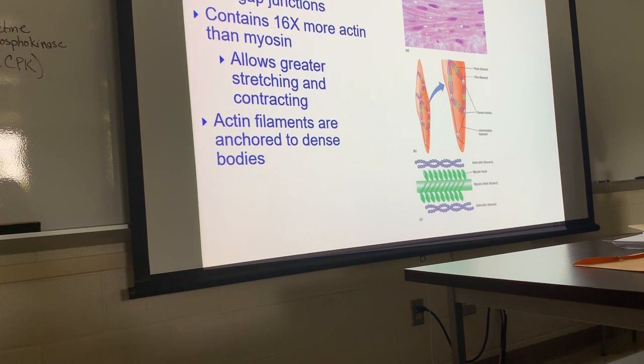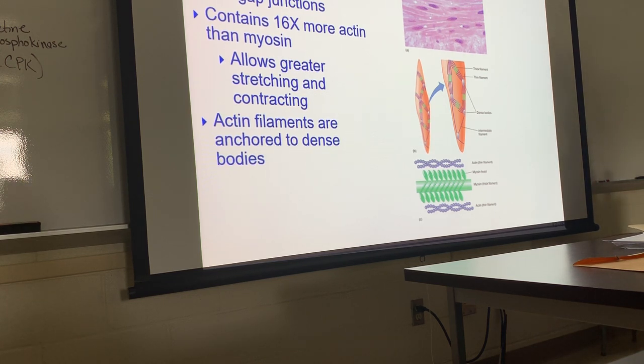So basically, the cardiac muscle cells can communicate very rapidly with each other, and they can all contract and relax at the same time, as a unit. Smooth muscle, on the other hand, is smooth because it does not contain striations. It does not have sarcomeres.